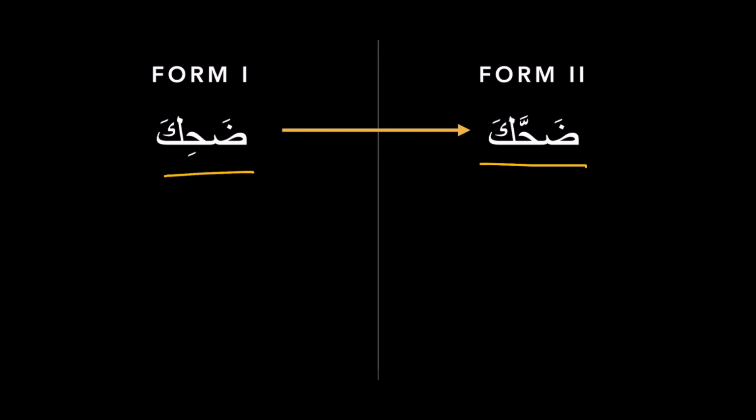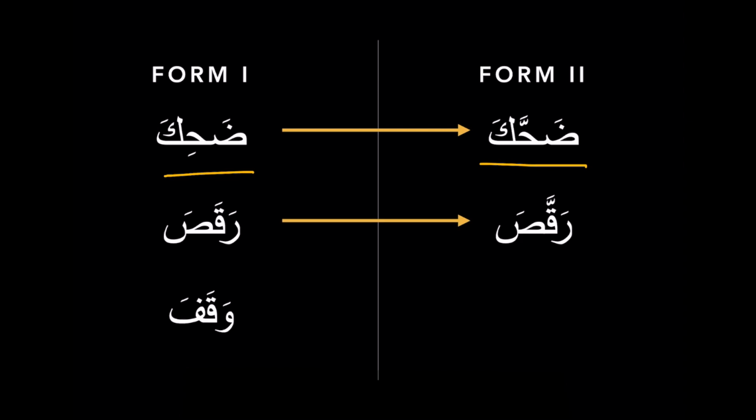Notice I used the Form 2 verb ضحك to make someone laugh. There's also رقص, Form 1, to dance, and رقص, to make someone dance. Another one is وقف in Form 1, which means to stop, and in Form 2, وقف, meaning to make someone stop. Form 2 verbs can take on other meanings, but transitivity is the bulk of it. Think about who is performing the action and to whom. And now we can get conjugating.